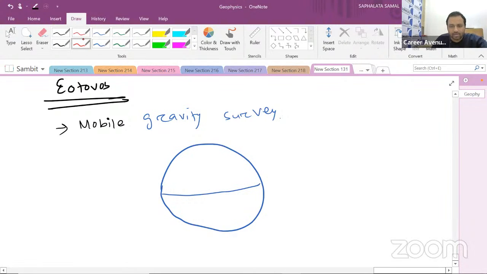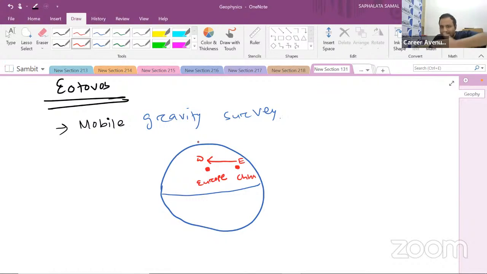Let's say you are coming from China. This is suppose China. And we are coming to, let's say, Europe. Doing the gravity survey. You are moving in which direction? In this direction? No. This is east. This is west. We are moving from east to west when we come from China to Europe. Now tell me, what is the Earth's rotational direction? Earth rotates from west to east. The Earth rotates from west to east.